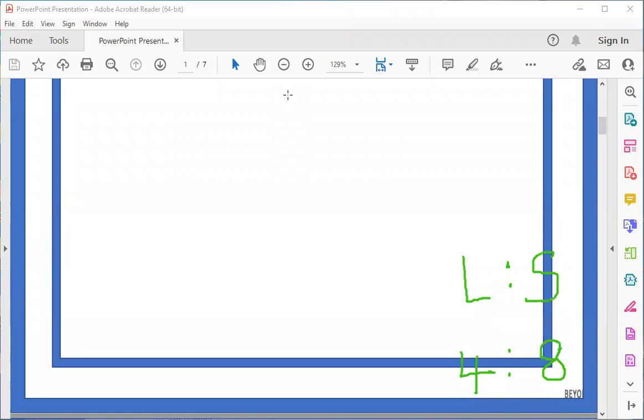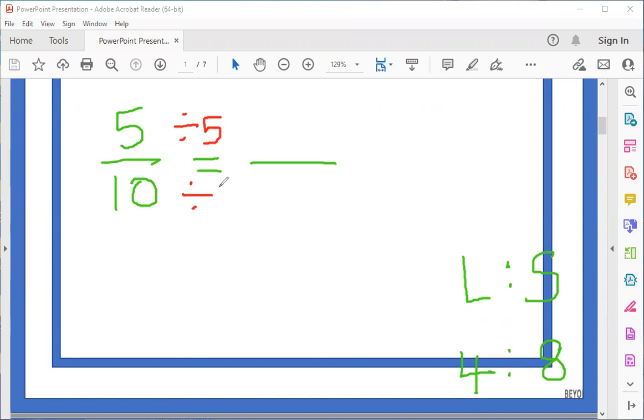Do you remember the topic of simplifying fractions? For example, if I gave you 5 over 10 and I asked you to simplify it, what would you do? You would do a division. Simplifying is always going to involve division. You would divide by a number that can be divided by both 5 and 10. And your choice would be 5. 5 divided by 5, 1. 10 divided by 5, 2. So 5 over 10, simplified, becomes 1 over 2.